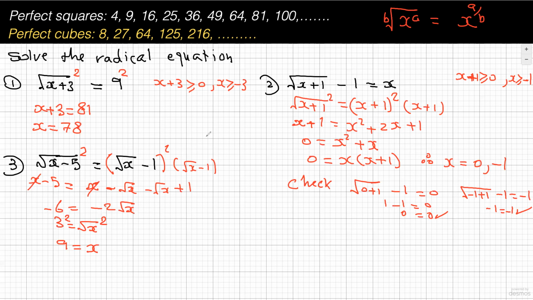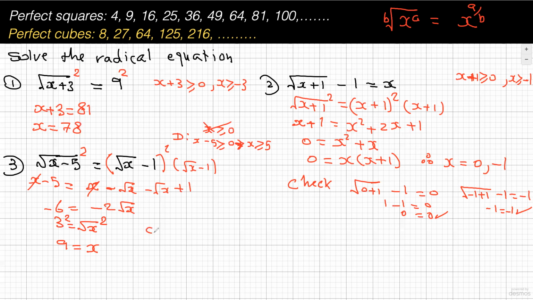Okay. So now I forgot to tell you what the domain is here. So the domain: x minus 5 has to be greater than or equal to 0. And also this, you have to do it for both. And this says x has to be greater than or equal to 0. This will give you here, x has to be greater than or equal to 5. So this dominates or overrules this. So this will be gone because x has to be greater than or equal to 5. And then the 9 here falls within that domain, so that should work.